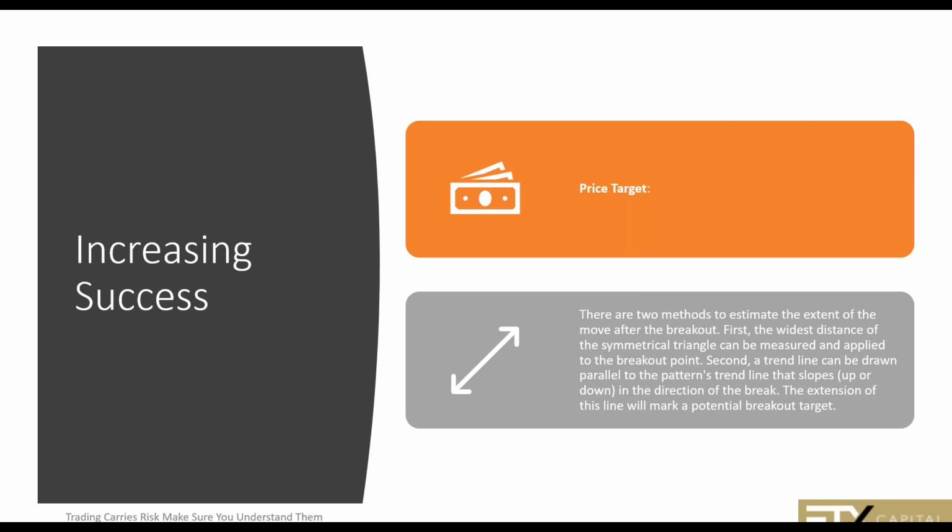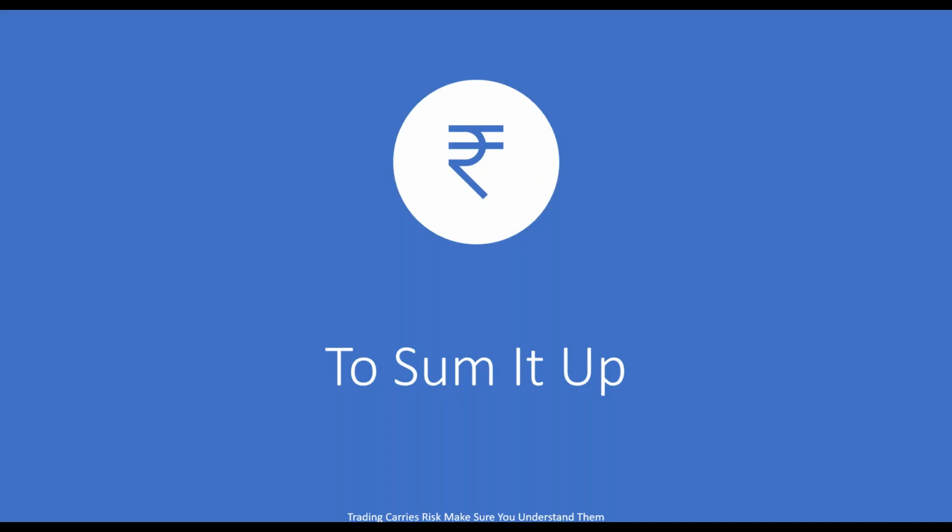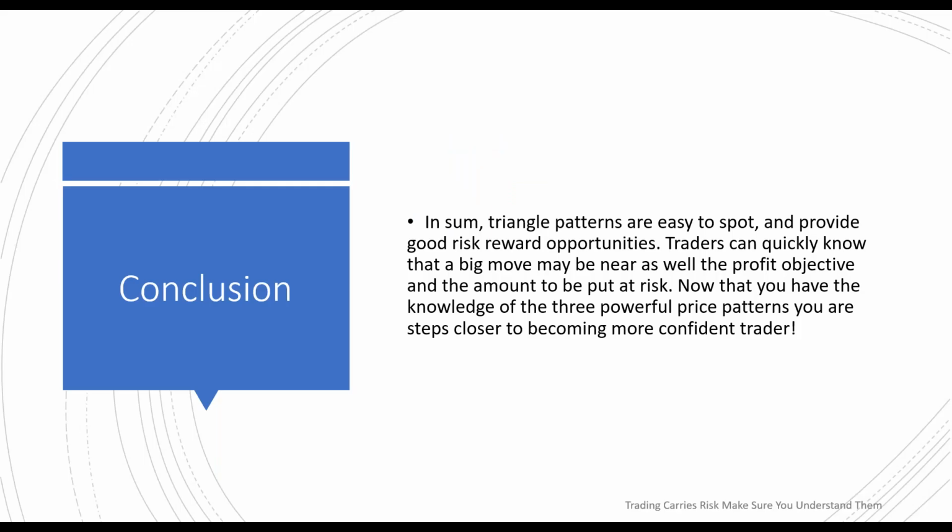Now, price target. There are two methods to estimate the extent of the move after the breakout. First, the widest distance of the triangle can be measured and applied to the breakout point. Second, a trend line can be drawn parallel to the pattern's trend line that slopes up or down in the direction of the break, and the extension of the line will mark the potential breakout target. So, to sum it up, triangle patterns are easy to spot and provide good risk reward opportunities. Traders can quickly know that a big move may be near, as well as a profitable objective and the amount to be put at risk. And there you can then apply your own risk management.